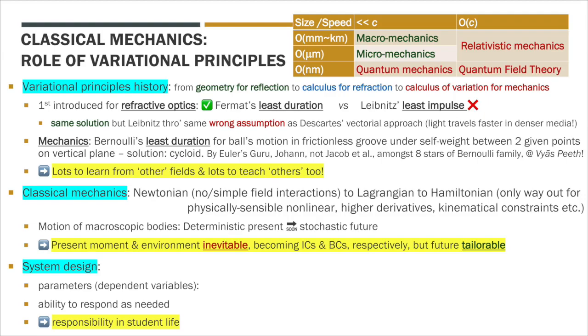No, there are many people who are involved over there. Now, Johann Bernoulli, very interestingly, was the guru or teacher of Euler. And Bernoulli's least duration for any body's movement through a frictional groove under self-weight between two given points on a vertical plane.